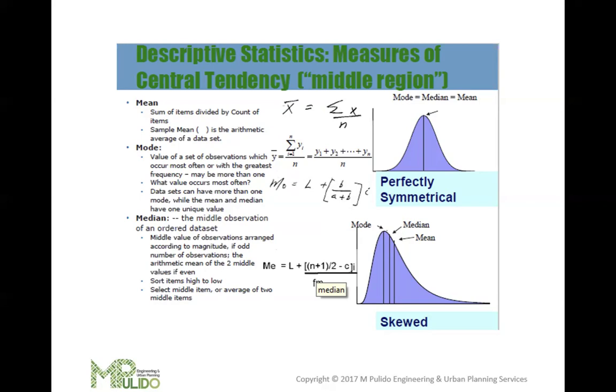So L is the lower boundary of the median class. Then N there is the number of observations. And C there is the cumulative frequency of the class before the median class, for example. Then I, class interval of the median class. So the median is less sensitive to outliers compared to the mean. It is useful for skewed distributions.